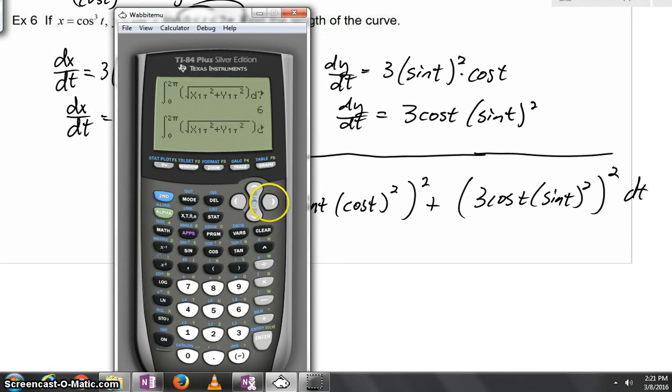Whether you're typing it out directly or in this manner, you're going to get the same answer. This would just allow you to maybe not deal with the parentheses as much. It's going to take a little while to work this thing out, but like I said, eventually you'll get an answer of 6. Know this formula because when we study vectors, we're going to see it yet again.